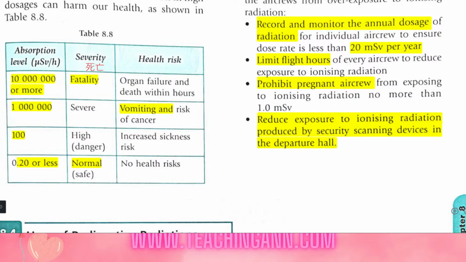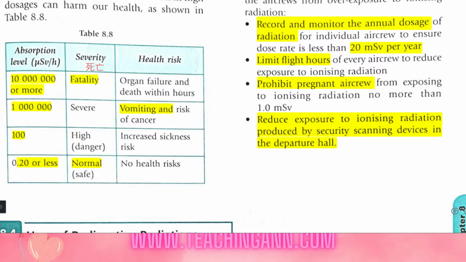Yeah, this is the dosage. If you have 10 million microsievert, that means 10 sievert, you understand? This one will be very severe. You will get vomiting and also cancer. And then if you have 100, it's very dangerous already. Increased risk, and 0.2 or less is normal, there will be no health risk. Understand? And then my question is, how do we get this information?